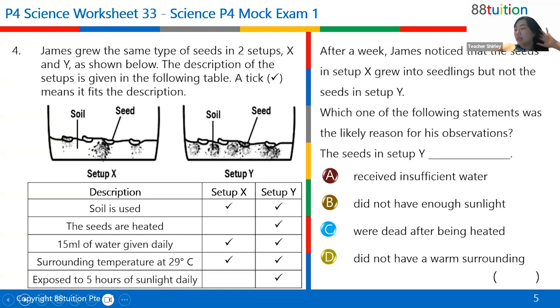Okay, next one. James grew the same type of seeds in 2 setups, X and Y, as shown below. The description of the setups is given in the following table. A tick means it fits the description. After a week, James noticed that the seeds in setup X grew into seedlings, but not the seeds in setup Y. Which one of the following statements was the likely reason for his observation?